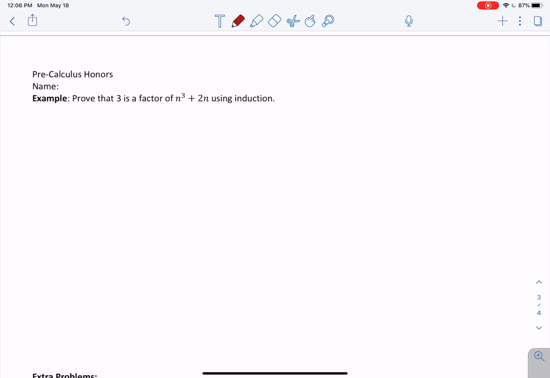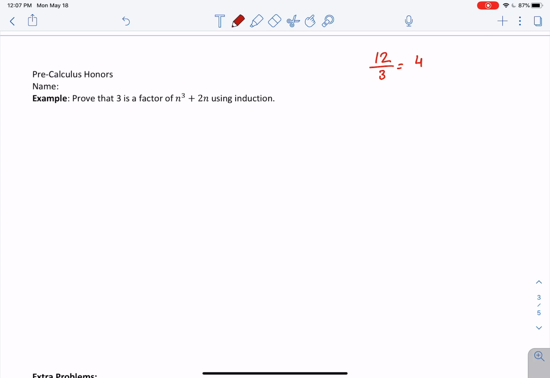All right, so the last type of proof I want to show you with induction is a factoring proof. So these are proofs where it tells you an expression and wants you to prove that a certain number is a factor of it. So you want to think about what a factor means. If I tell you that 3 is a factor of 12, that means that if I divide 12 by 3, I'll get a number that has no remainder, right? 12 divided by 3 is 4, no remainder.